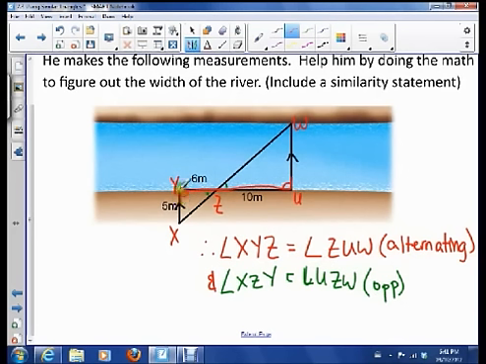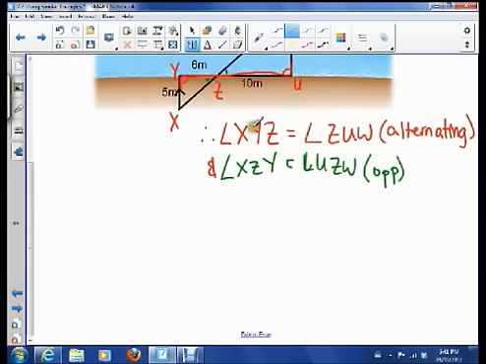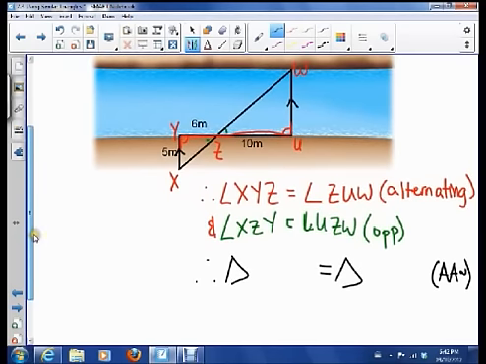Okay, so we've got a pair of alternating angles and a pair of opposite angles. Okay, so that gives us two pairs of angles, which now lets us say that there are, in fact, two similar triangles, and it'll be because of angle-angle similarity. Okay, we just have to list the triangles. Okay, now this is a little bit tricky. The angles have to match up, right? So let's say I start with Z. Okay, the corresponding angle in this triangle is also Z.